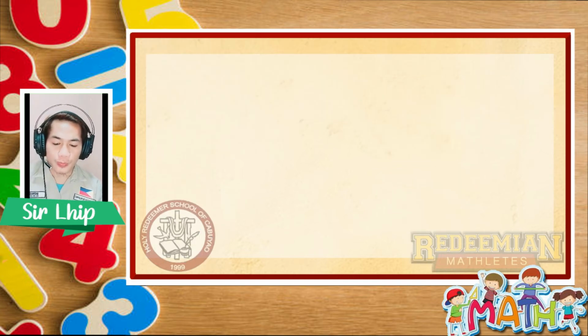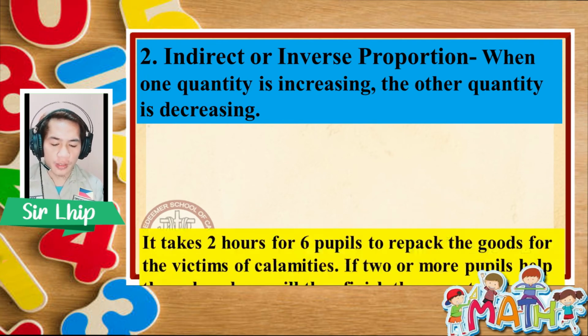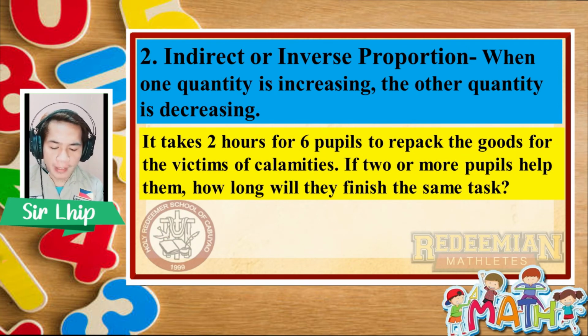Number 2, indirect or inverse proportion. When we say indirect or inverse proportion, when one quantity is increasing, the other quantity is decreasing. Example: it takes 2 hours for 6 pupils to repack the goods for the victims of calamities. If 2 more pupils help them, how long will they finish the same task?